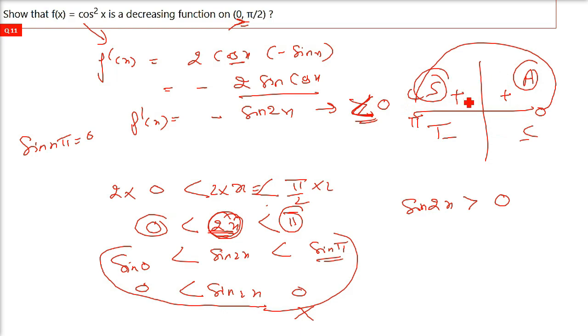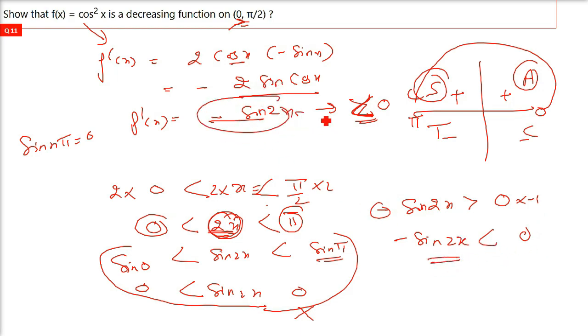Alrighty. Now what do you see here? We have negative sin 2x. So we have a negative here, so the inequality will change. Multiply both sides by negative. So minus sin 2x will always be less than 0. And minus sin 2x is what? It is the function f dash x. So f dash x will always be less than 0. When you have a derivative which is less than 0, that means this function is a decreasing function in the given domain.